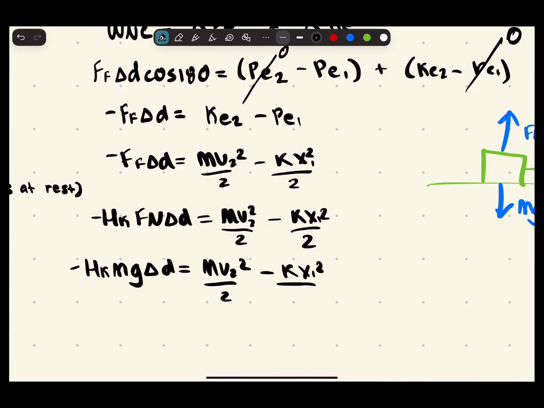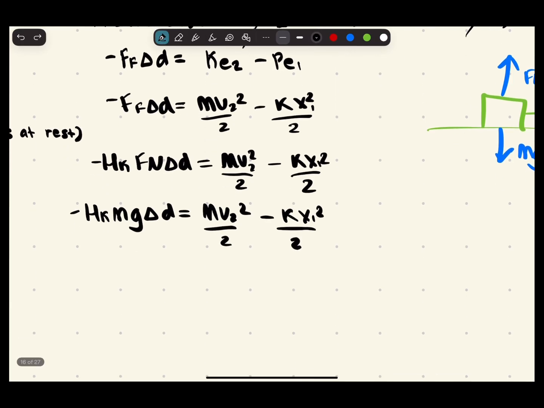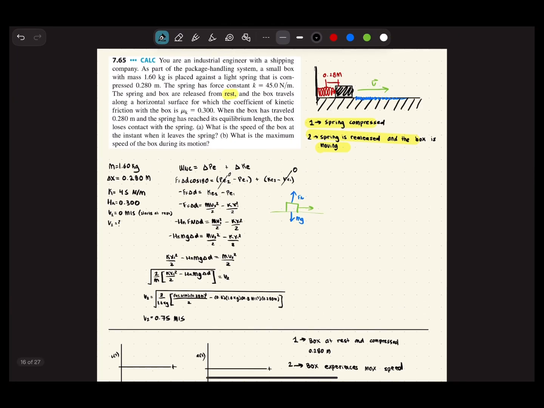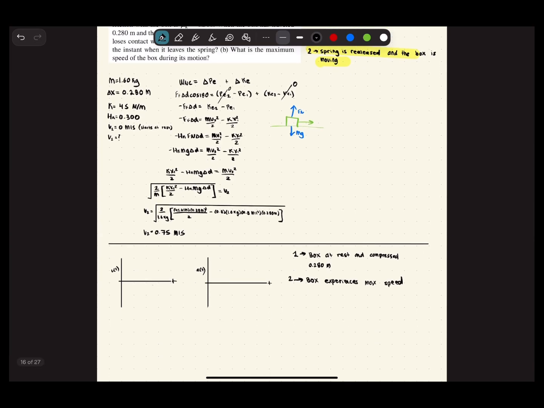Okay, so now we have all of our variables established, and all that's left to do is isolate for V2 squared, or V2. So I'm going to do that, and I'll come back once that's done. Okay, now it is time for part B. What is the maximum speed of the box during its motion?